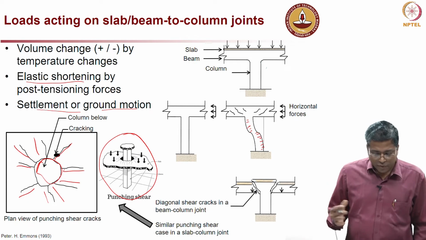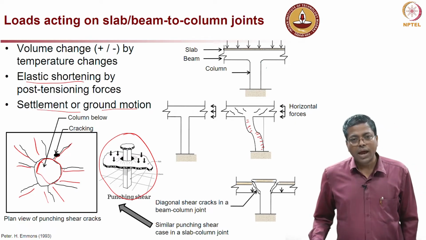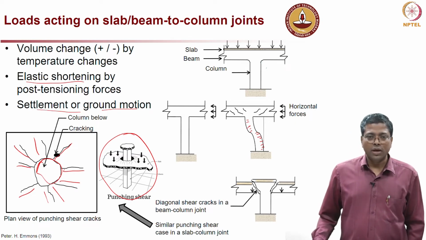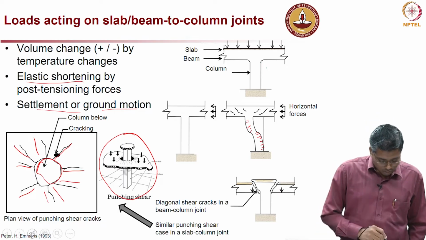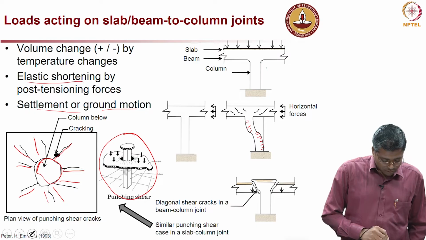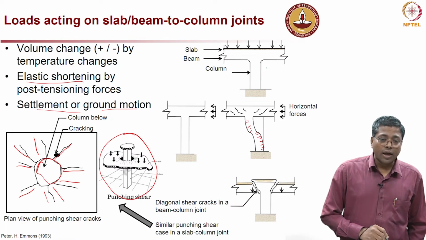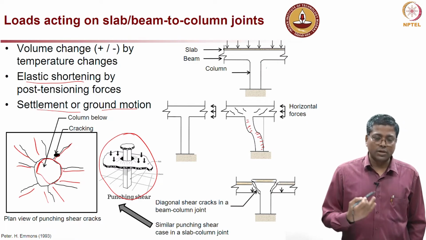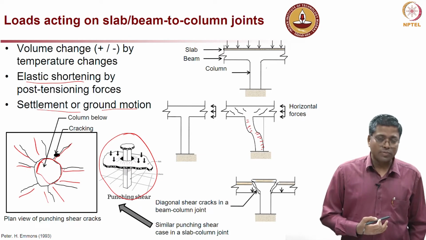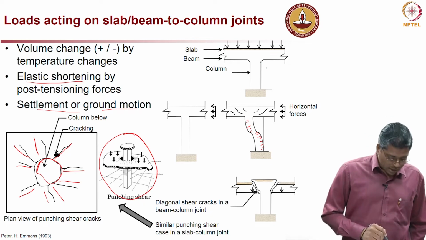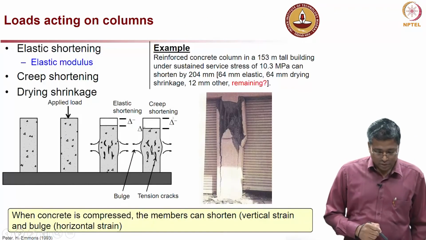You can see that in the picture on the left side. So, there are different types of loads acting at the joints between a slab and a column, or between a beam and a column, and we have to identify what type of loads are acting. Based on the analysis of the type of cracks, we can identify the reason for it.